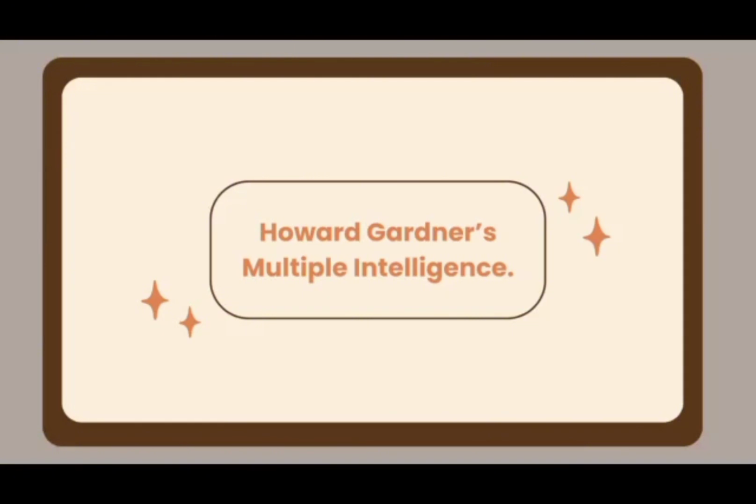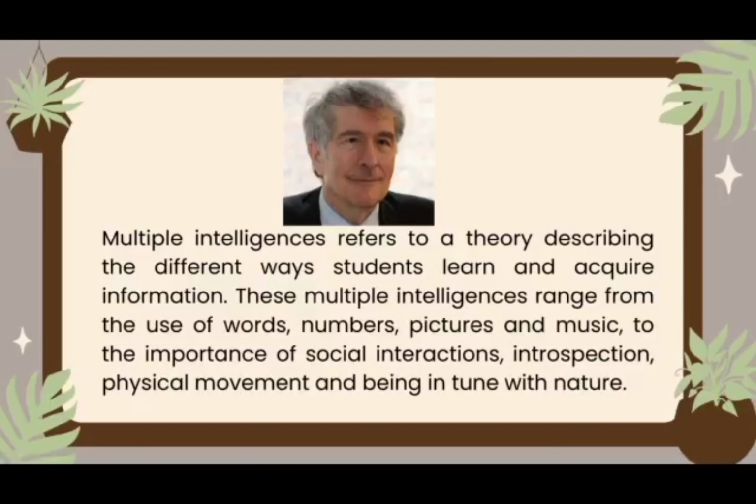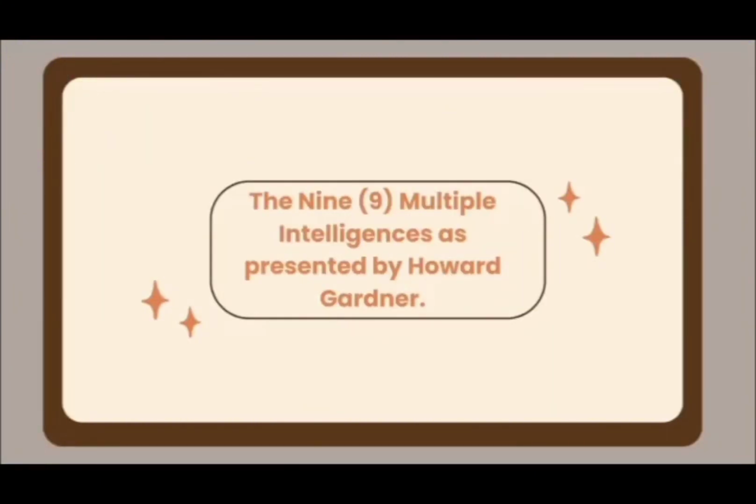The next topic is all about Howard Gardner's multiple intelligences. According to Howard Gardner, multiple intelligence refers to a theory describing the different ways students learn and acquire information. These multiple intelligences range from the use of words, numbers, pictures, and music to the importance of social interactions, introspection, physical movement, and being in tune with nature. So these are the 9 multiple intelligences as presented by Howard Gardner.